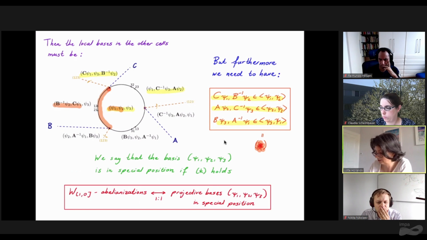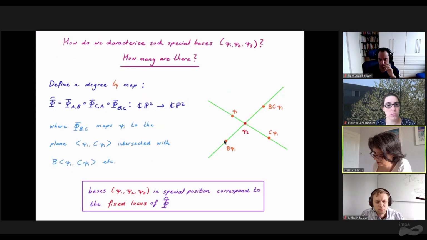And so what this implies is that all the W abelianizations for this network are in one-to-one correspondence with such bases in special position. And it turns out, well, scaling these bases doesn't make a difference. So really, they're in one-to-one correspondence with projective bases. Right, so that's nice, but how do we characterize these special bases? I mean, how many are there even? So here comes in a bit of linear algebra magic.